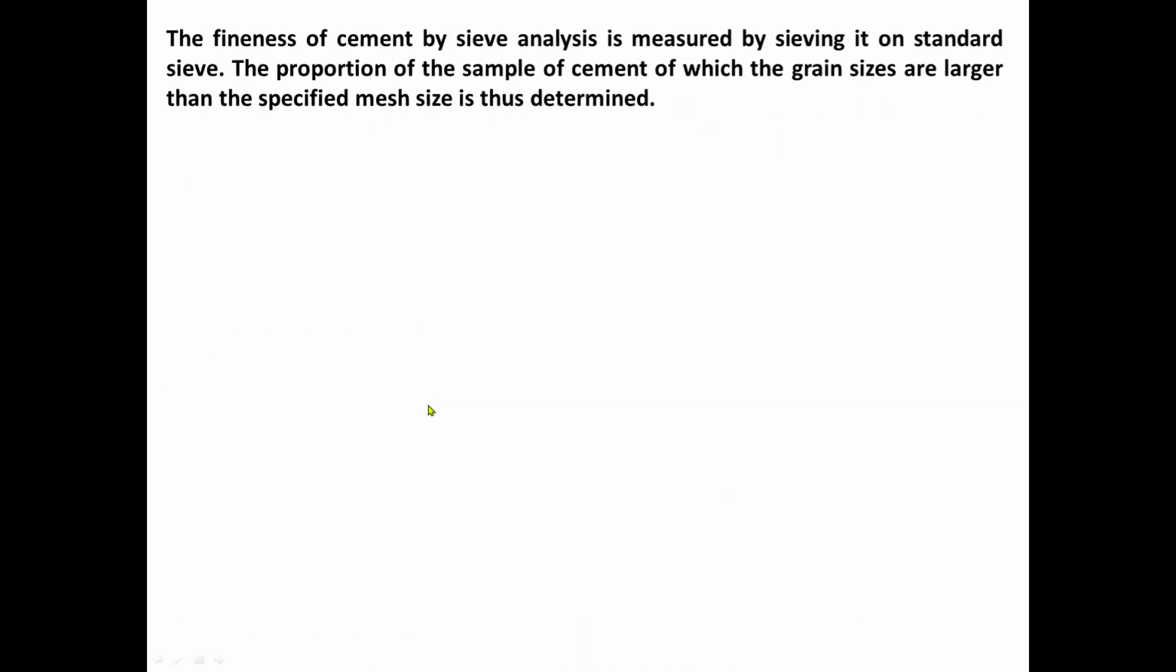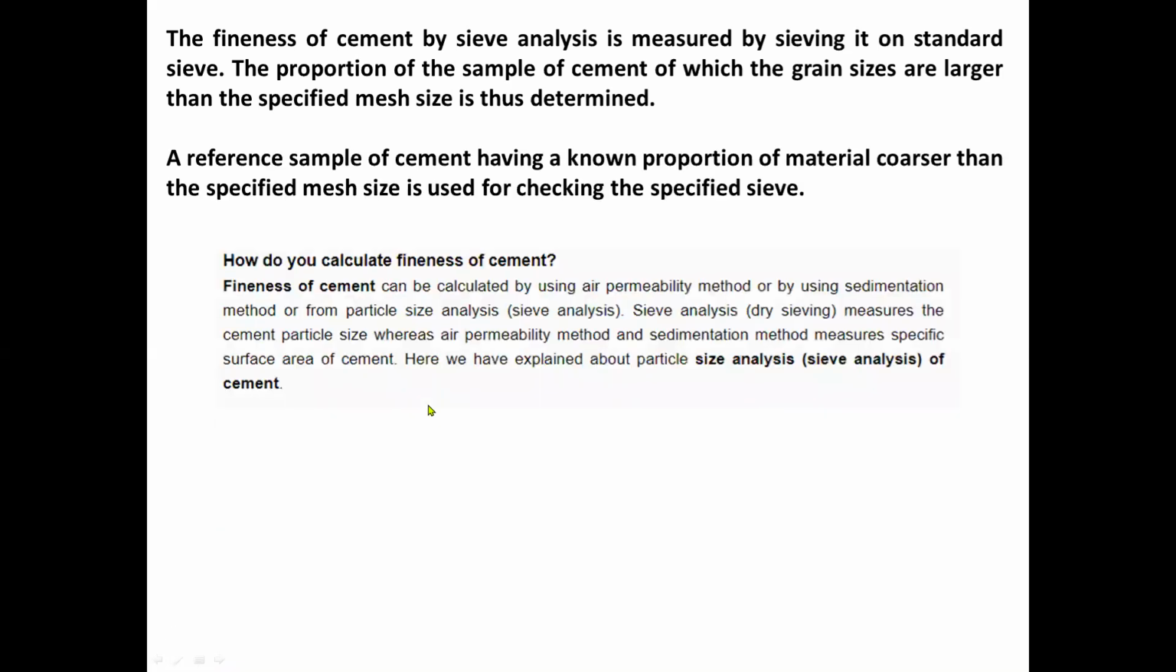The fineness of cement by sieve analysis is measured by sieving it on a standard sieve. The proportion of the sample of cement of which the grain sizes are larger than the specified mesh size is thus determined. A reference sample of cement having a known proportion of material coarser than the specified mesh size is used for checking the specified sieve.